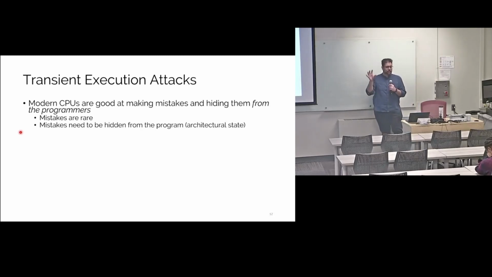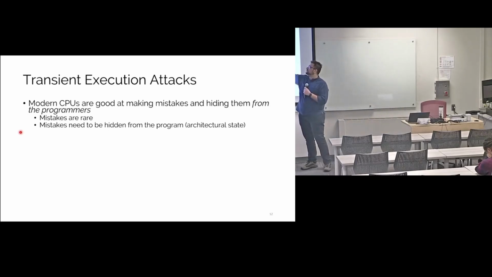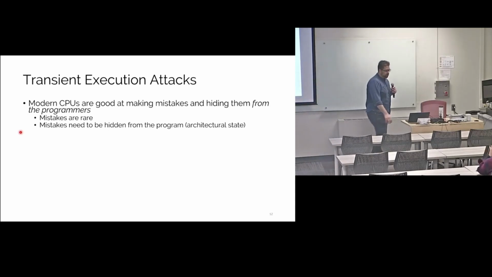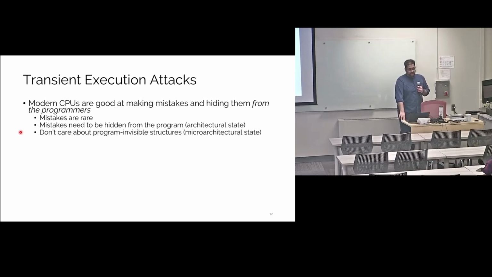And these mistakes need to be hidden from the program. What that means is these misspeculations that happen should not leak into the architectural state. They should not leak into your architectural registers. Traditionally, we haven't cared about program-invisible structures like the caches and the branch predictors. We don't care about what happens there because we know that eventually we'll get the correct result anyway. And what I mean by mistakes here is that you can mispredict a branch, you can mistranslate an address, you can cache memory which is not going to be used. These are the kinds of mistakes that happen in modern CPUs.